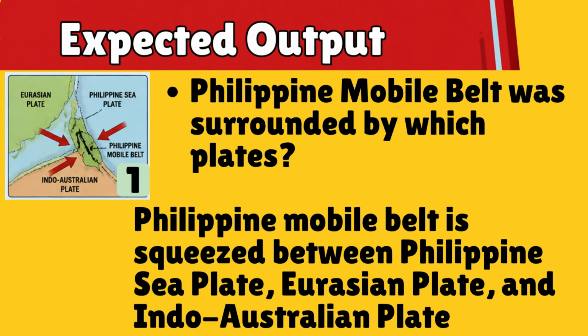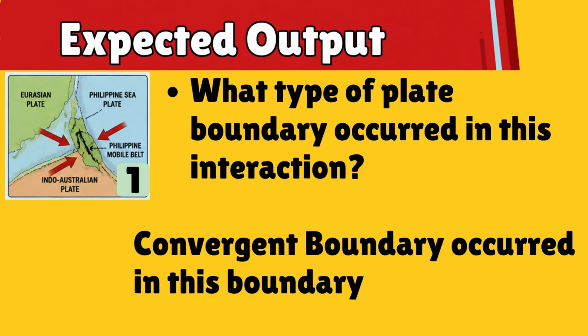And now for the answer key for each question. The Philippine Mobile Belt was surrounded by which plates? So the Philippine Mobile Belt is squeezed between the Philippine Sea Plate, Eurasian Plate, and Indo-Australian Plate. Next, what type of plate boundary occurred in this interaction? So the answer is convergent boundary.